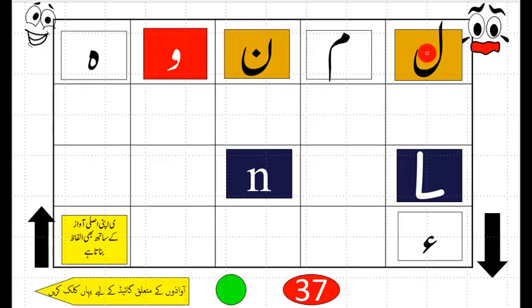These letters are not in alphabetical order. This is the sound l. What's the joining form? L. Stop somewhere over here. L. It goes something like this.